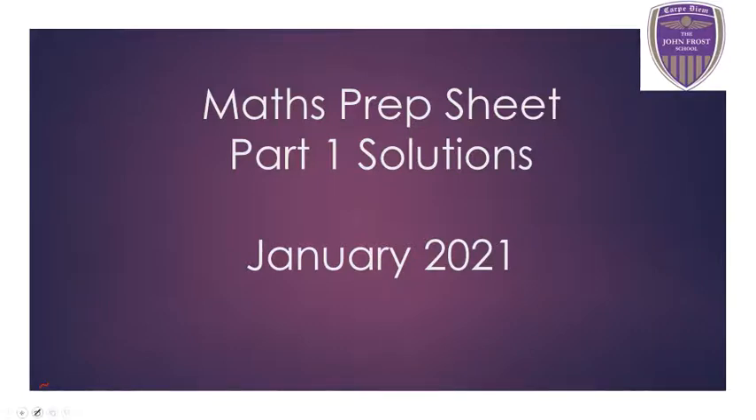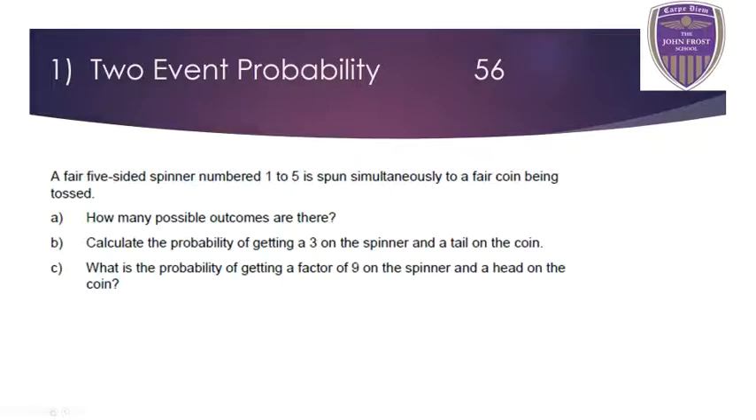So first of all, we've got a topic on two-event probability. On this sort of topic, one of the things to do is to actually write down what outcomes there are. So we've got a fair five-sided spinner with the numbers 1 to 5 on. So equal chance of landing on a 1, 2, 3, 4, or a 5. And at the same time, simultaneously, we are going to toss a fair coin. So it's got heads or tails on there.